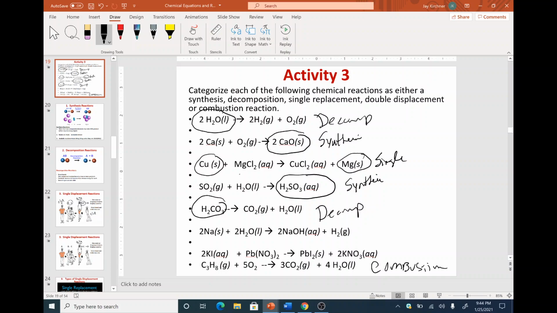Okay, let's look over here. A single element, a compound, and a new element coming off. That's also single displacement. Finally, down here, we have compound, compound, compound, compound. But we see that the K is now with a different partner, and Pb is with a different partner, so this is a double swap. Notice that the double displacement does not have any elements. Double displacement.